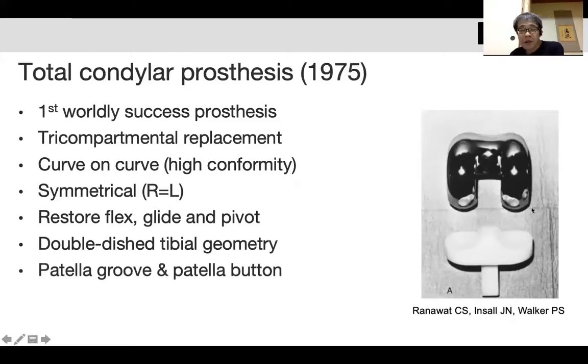This is also the first prosthesis that had a patellar prosthesis. We can see the groove on the anterior surface of the femoral component. It can articulate with the patella. The patellar surface is also replaced by polyethylene.